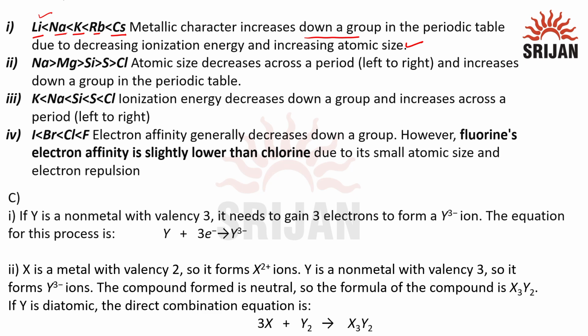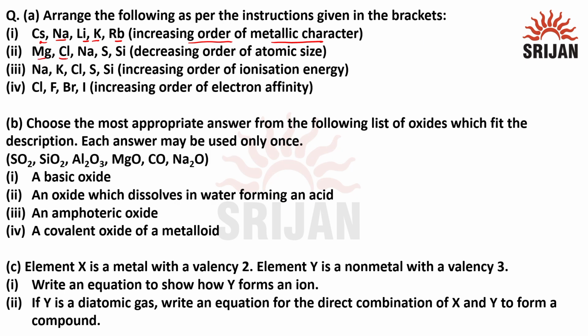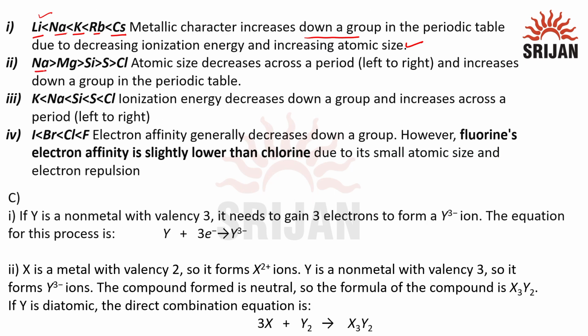Now the second question is magnesium, chlorine, sodium, sulfur and silicon. We need to arrange them in the decreasing order of atomic size. So the answer is sodium has the largest atomic size, then magnesium, then silicon, then sulfur, then chlorine. Because the atomic size decreases across a period from left to right, and increases down a group in the periodic table. That's why we get this arrangement.